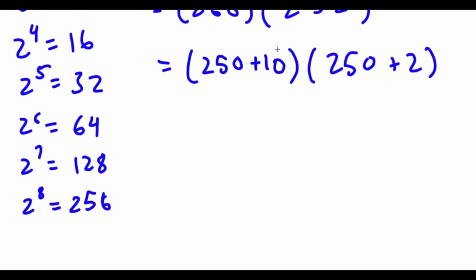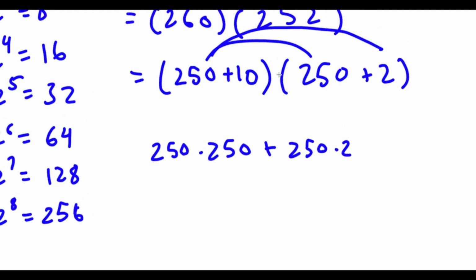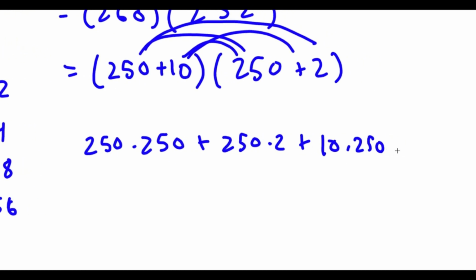So now, to multiply these, I'm going to first start by distributing the 250. So now I have 250 times 250 plus 250 times 2. Now I can distribute the 10. So I have 10 times 250 plus 10 times 2.